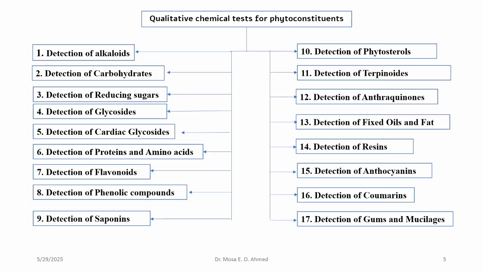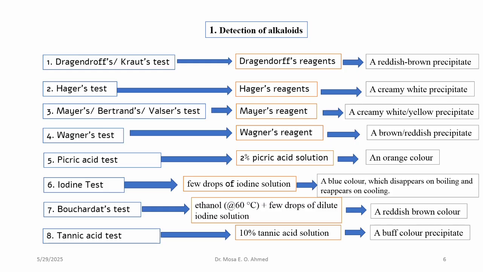In this presentation, we will describe the qualitative chemical tests for 17 important classes of secondary metabolites. The first class of secondary metabolites described in this presentation is alkaloids. There are 8 chemical tests used to detect the presence of alkaloids in plant extracts.